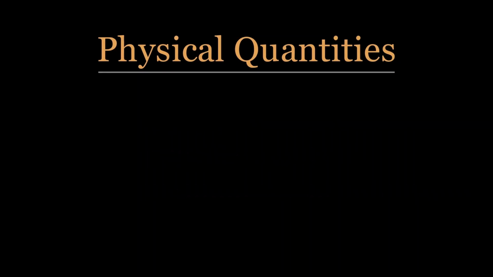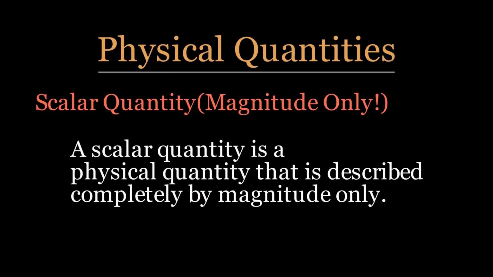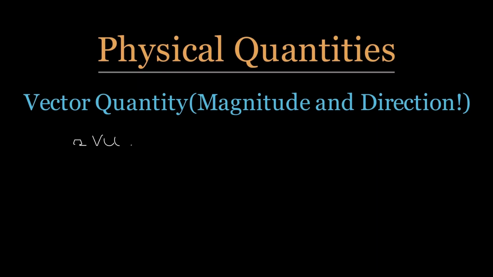We will look at two types of physical quantities: scalar quantities and vector quantities. As you may already know, a scalar quantity is fully described using magnitude only. Example, what is the temperature in your room? The response would be that it is 21 degrees Celsius, and that would be complete. So temperature is an example of a scalar quantity.